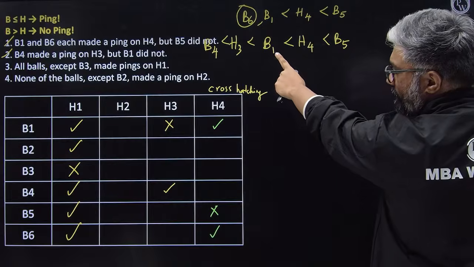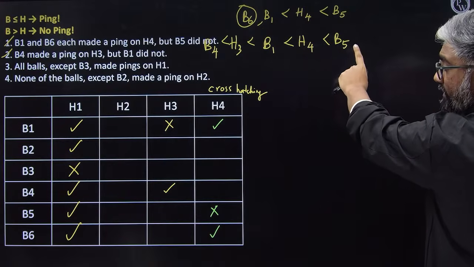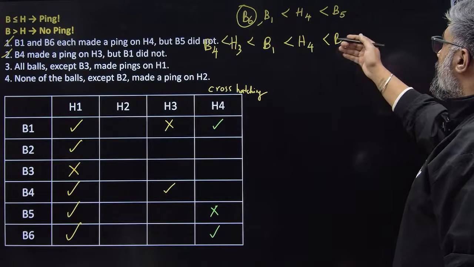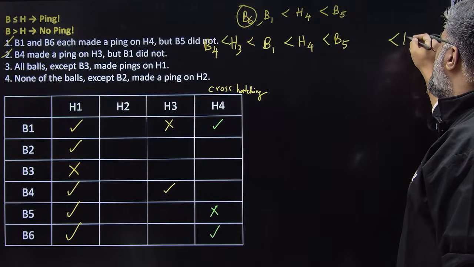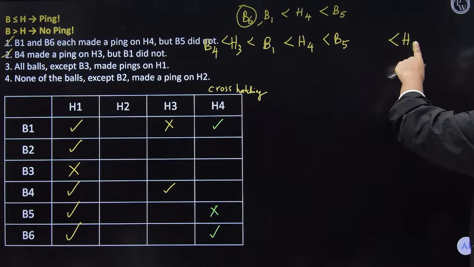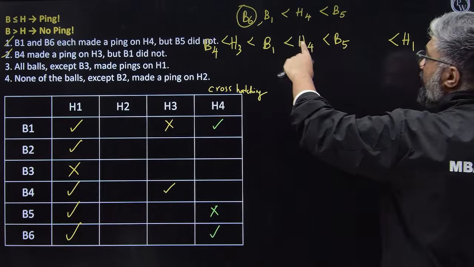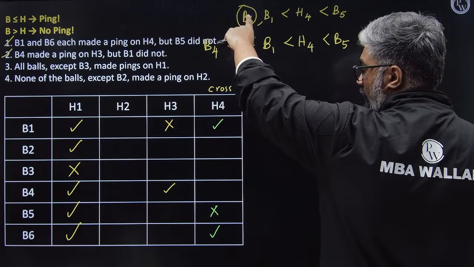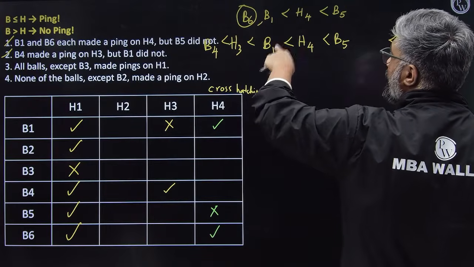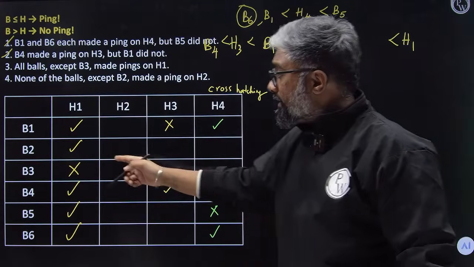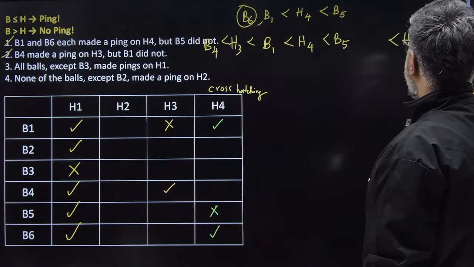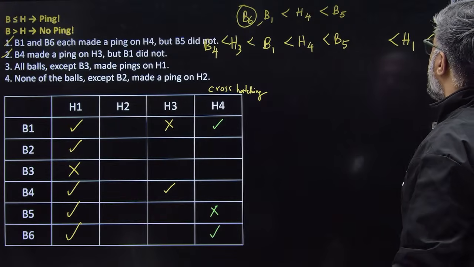I already have B1. They're saying it's smaller than B5 also. That means H1 will be somewhere here, correct? H1 will be somewhere here. H1 is bigger than B5, H4, B5, B1, B4, all of it. But B3 cannot be here. That means B3 has to be bigger than H1.